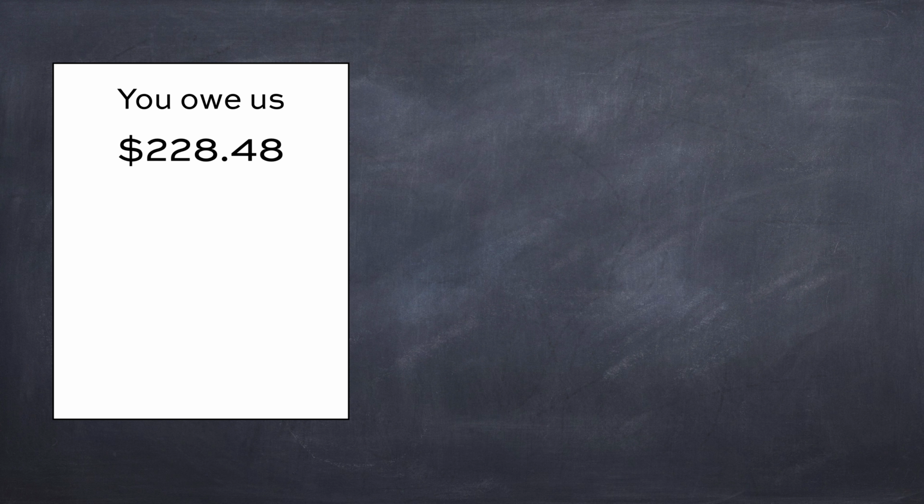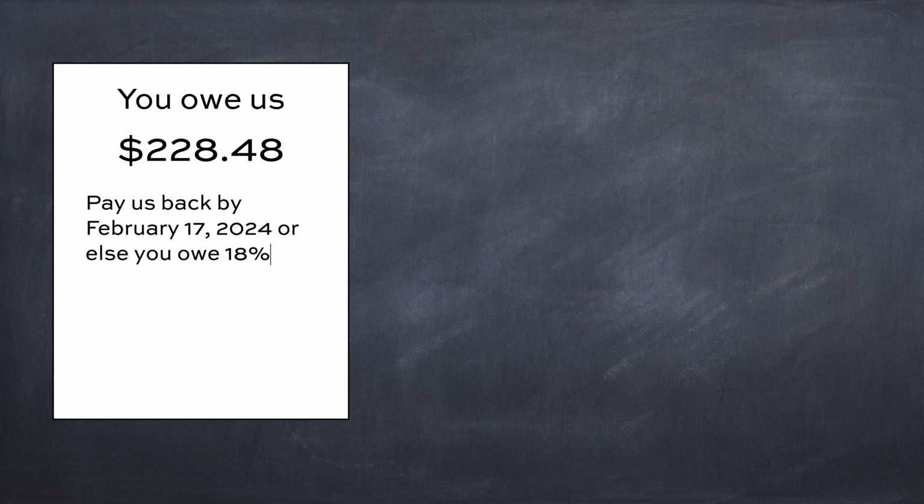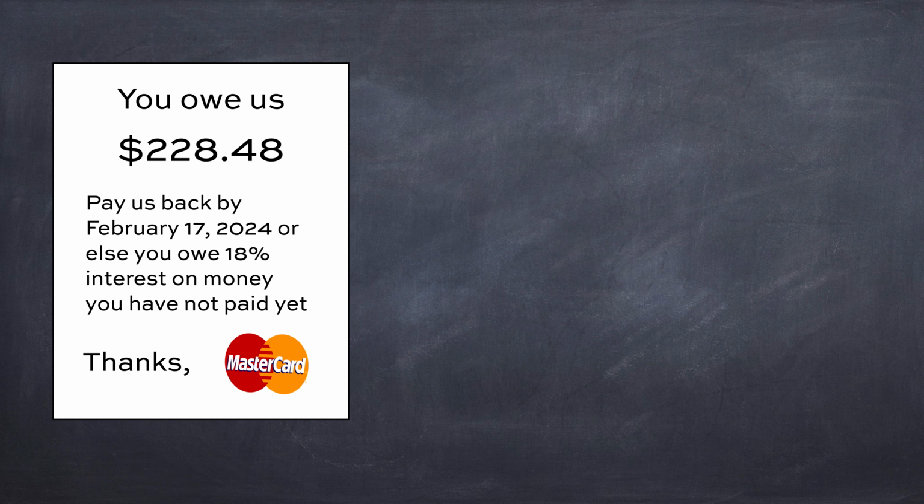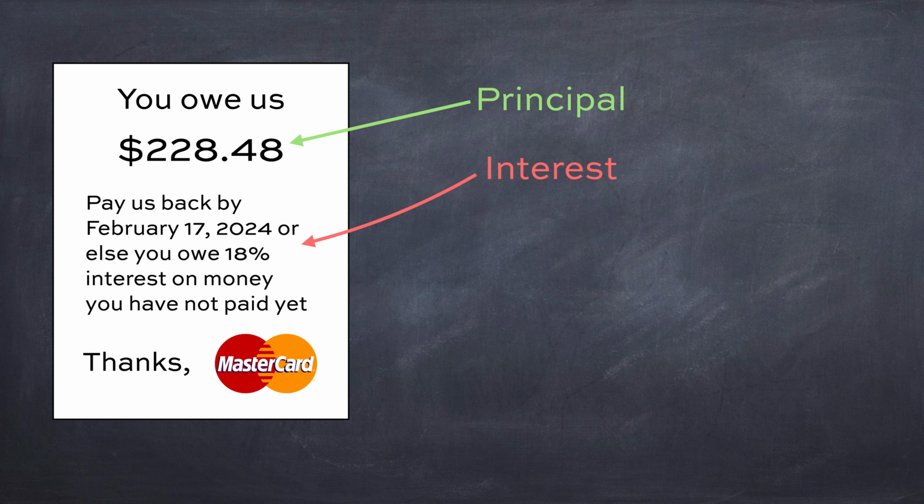Let's take a look at one more of these examples. Let's say you had a very big grocery bill, and now you owe $228.48. And the agreement is pay us back by February 17th, 2024, or else you owe 18% interest on money you haven't paid. Not to pick on Visa, so let's say we use a MasterCard here. Let's find the principal, then the interest, and then how much total debt we owe if we haven't paid any of it back. Principal, in this case, is the original amount owed, which is $228.48. The interest rate is going to be 18%.